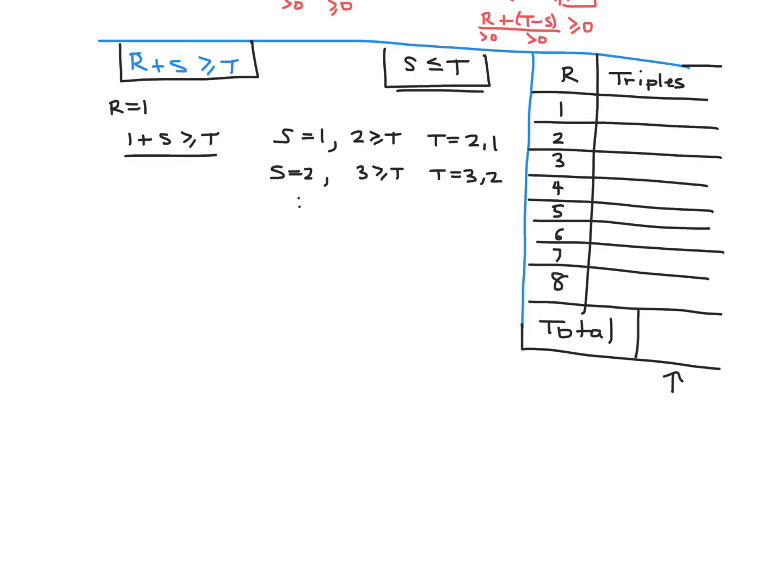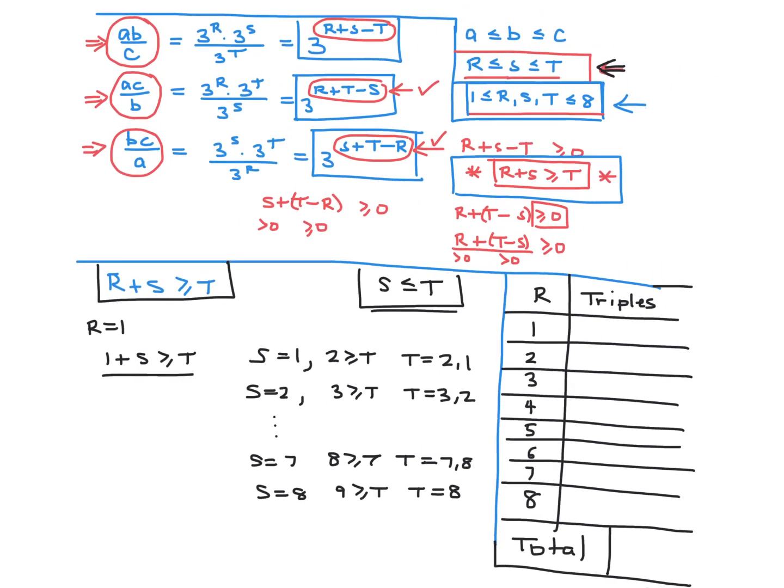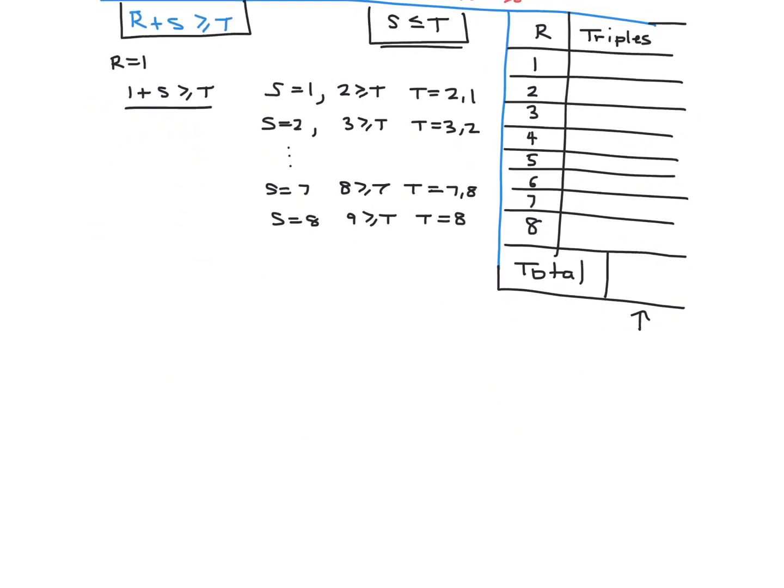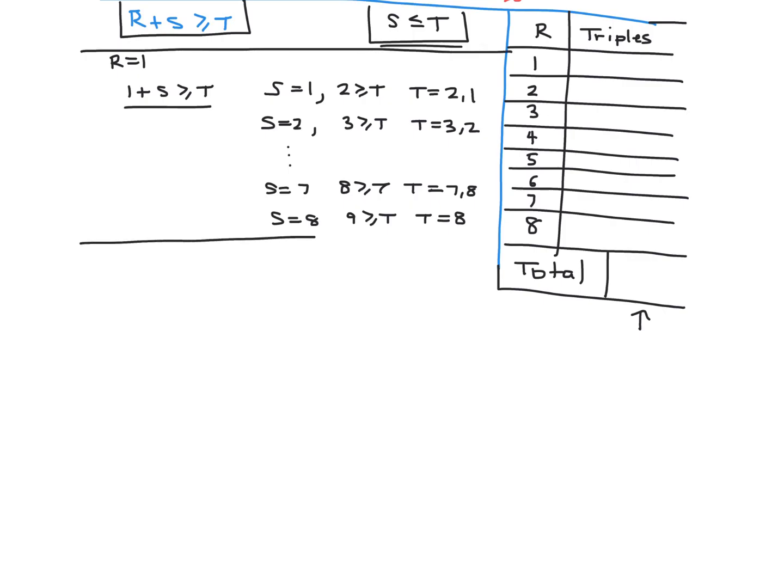And you kind of just keep going like this until s equals 7. This becomes 8 is greater than or equal to t, and therefore t is equal to 7 or 8. And then the last one, when s equals 8, this becomes 9 is greater than or equal to t, and then t can only be 8. It can't be 9 because t is only between 1 and 8. So you see what I mean? It's just sort of manually doing this for values of r and s.